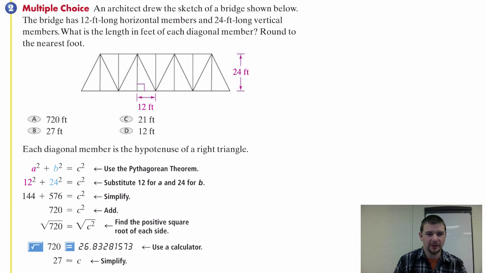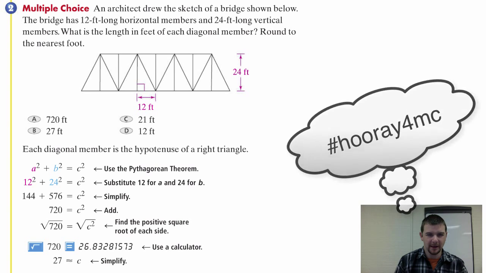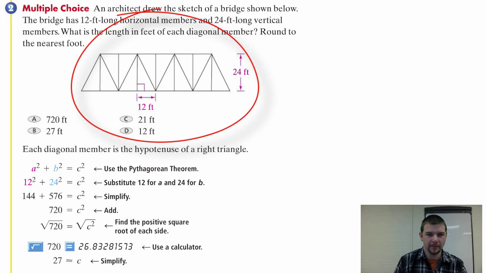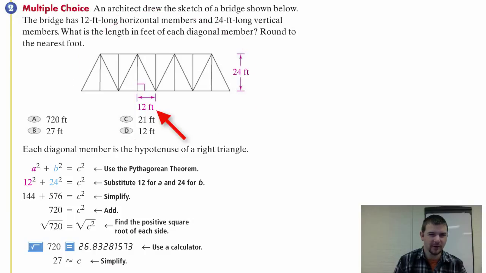And example problem 2 is multiple choice. An architect drew the sketch of a bridge shown below. The bridge has 12-foot long horizontal members and 24-foot long vertical members. What is the length in feet of each diagonal member? Round to the nearest foot.